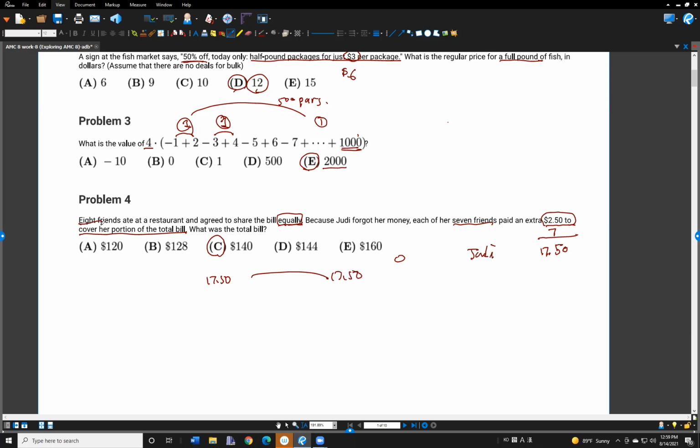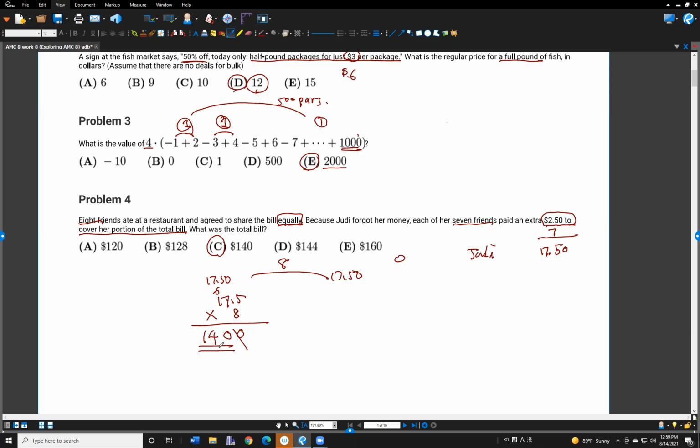But 8 guys, isn't it? The bill should be what? 17.5 times 8. Is it okay? So this is 40. 8 times 7 is 56 plus 4 is 60, and 8 times 1 is 8 plus 6 is 14, right? So that is $140.